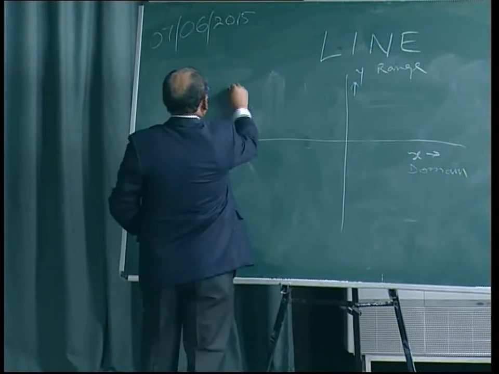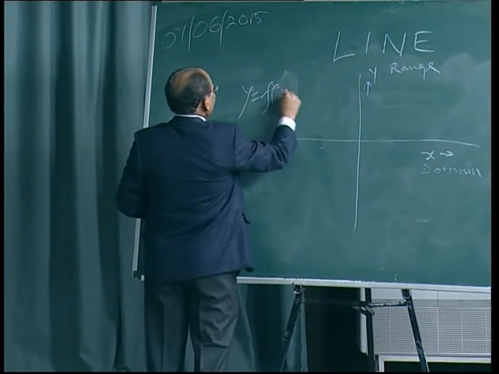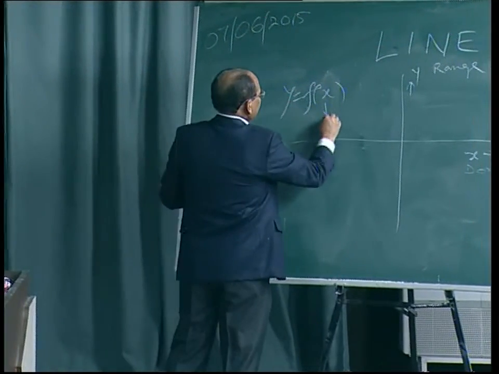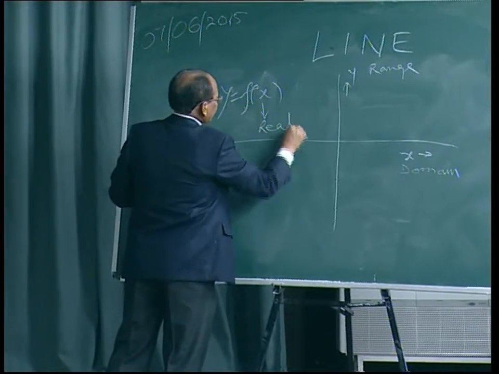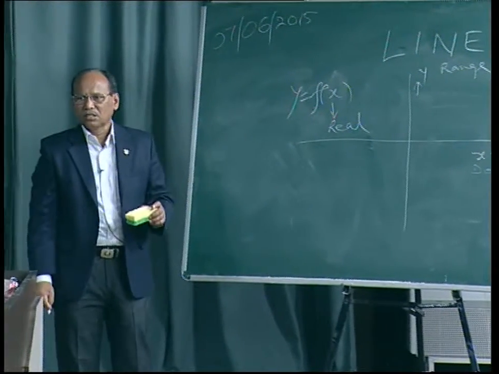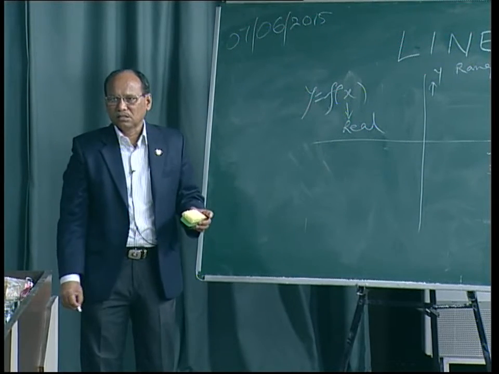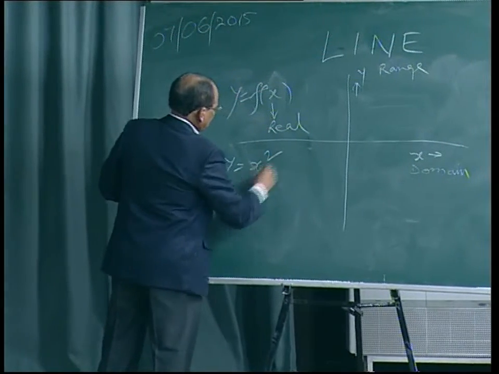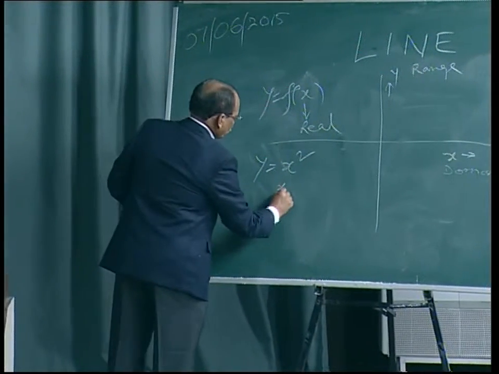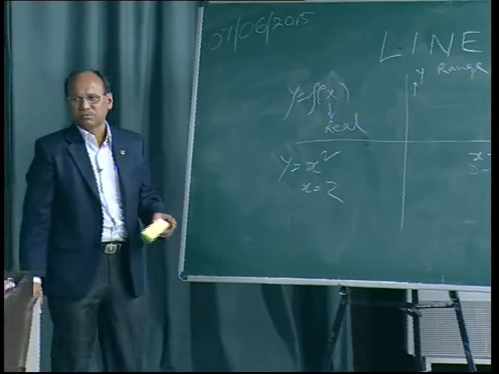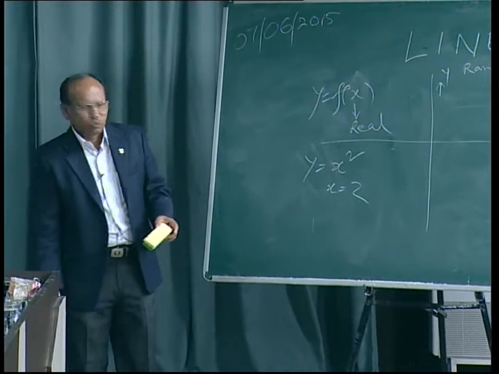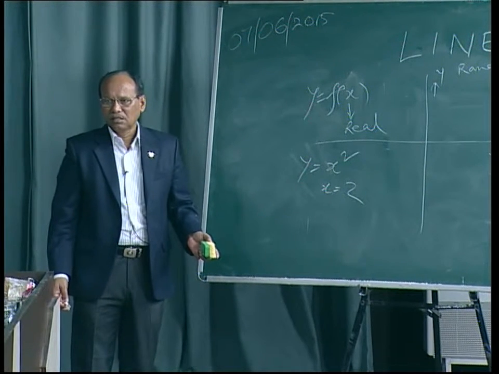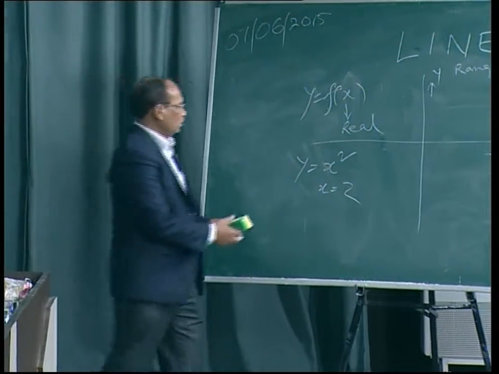So, y is equal to f(x). This is the thing. Now, suppose x is a real number. So, what is y? Your function is y is equal to x square. If x is equal to 2, it is a real number, what will y be? That is not a real number, it is 4. So, where should we put it? In the number line. Yeah.